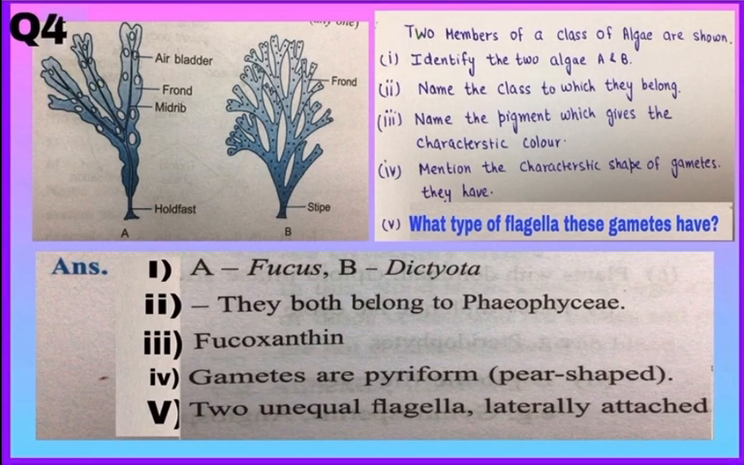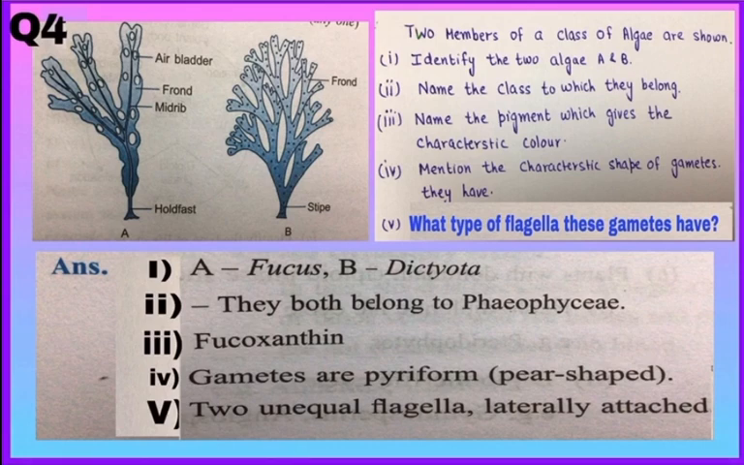Question 4. 2 members of a class of algae are shown here and now you have to answer these questions. First part of the question देखिए. Identify the 2 algae A and B. A is fucus and B is dictyota. Second part of the question, name the class to which they belong. They belong to class Phaeophyceae. Third part of the question, name the pigment which gives the characteristic color. It is fucoxanthin pigment which gives the characteristic color to these algae.